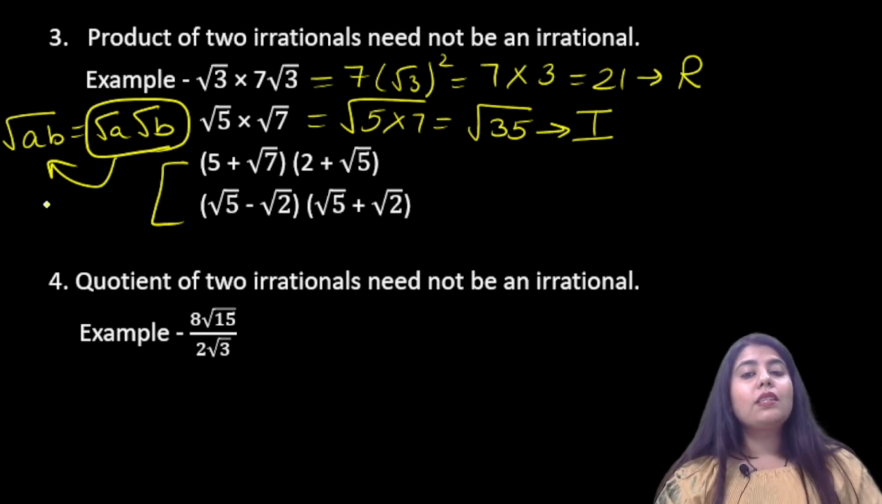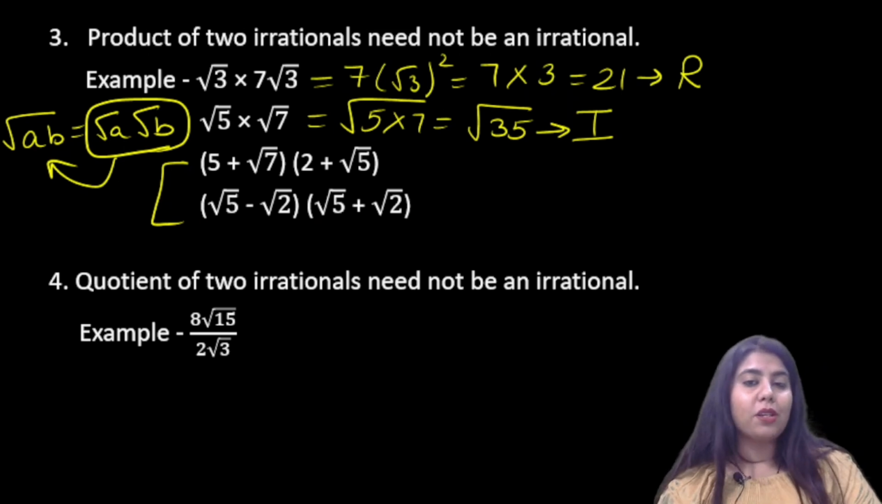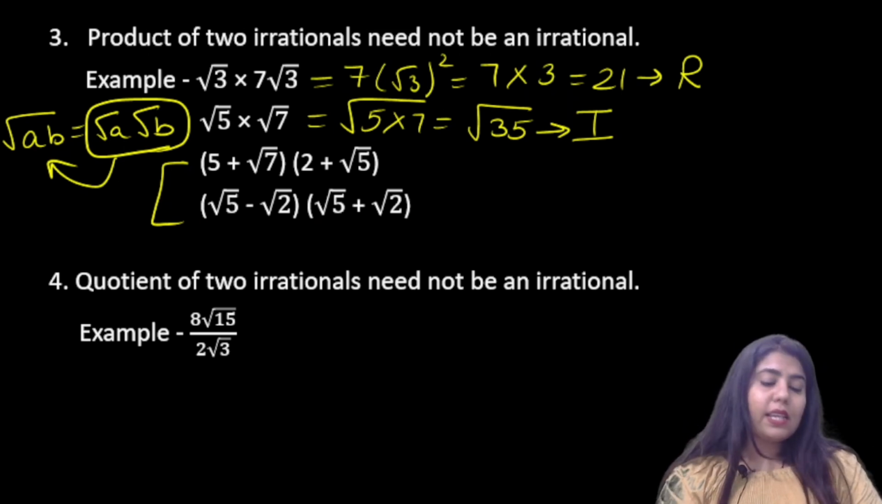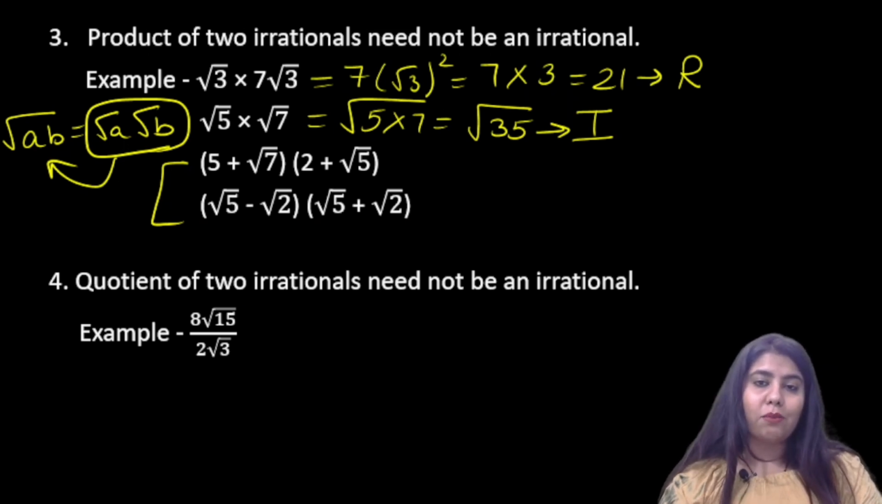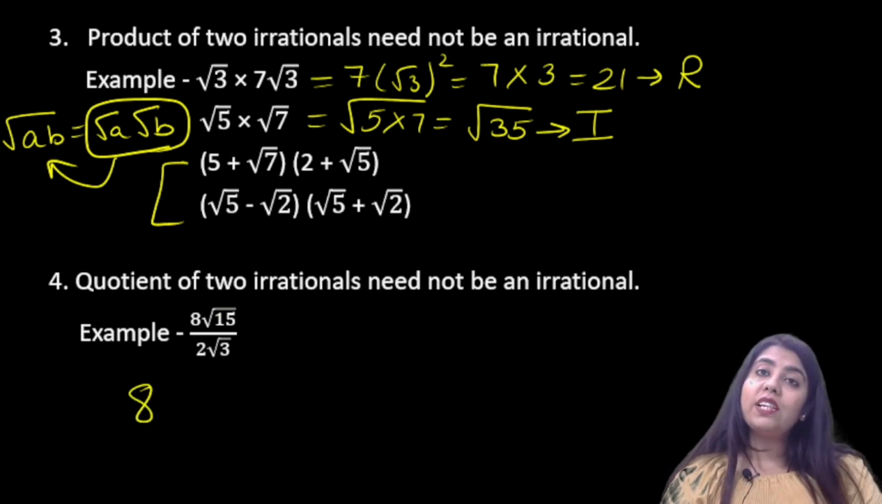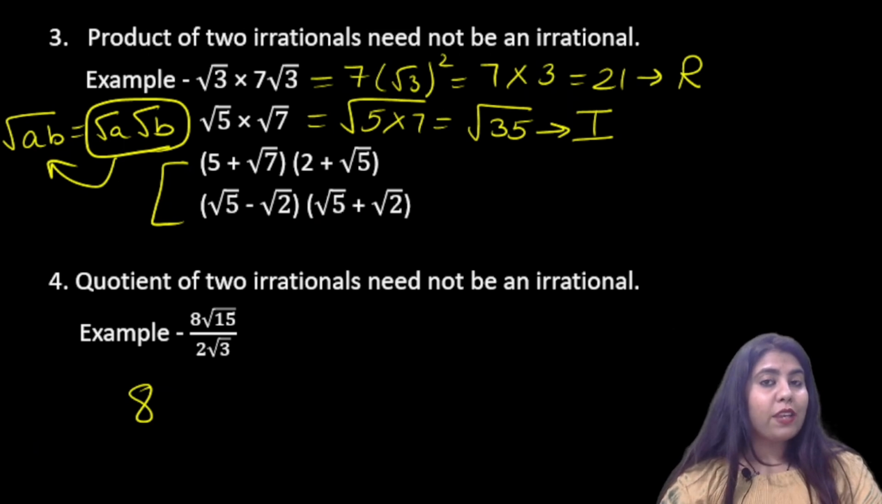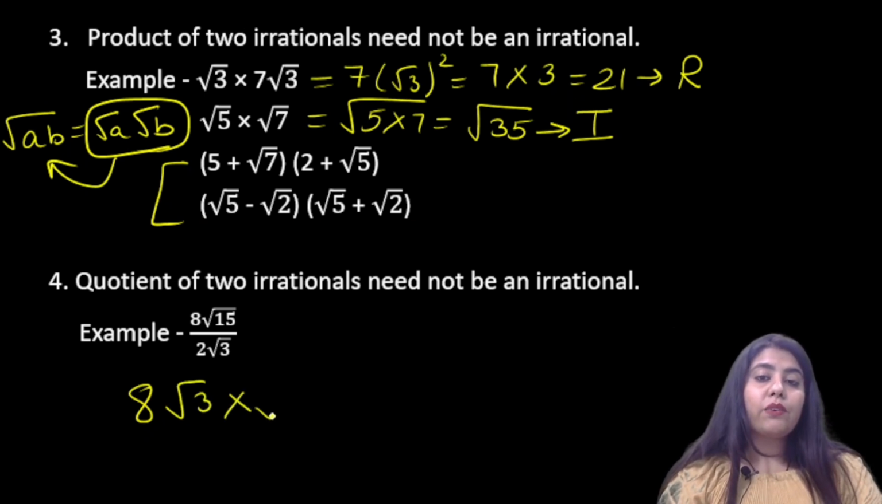Now the next is: the quotient of two irrationals need not be an irrational number. Means it can be rational or it can be an irrational number. Now let's see, we are taking an example 8 root 15 by 2 root 3. Is it a rational number or an irrational number? Let's check. Now 8 root 15, we can write 8 as it is, and root 15. 15 has two factors, 3 and 5. So we can write root 15 as root 3 multiply root 5.